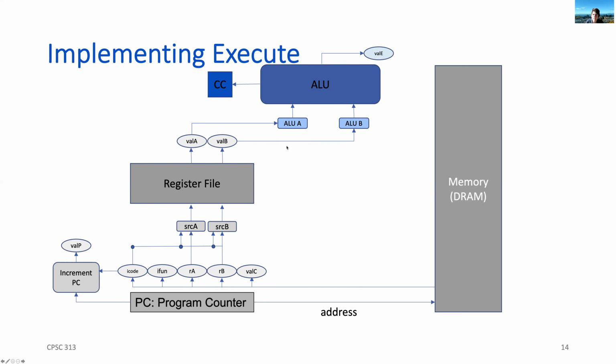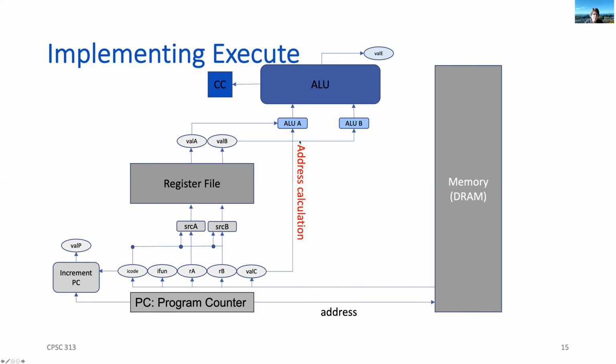Now I mentioned that we're going to need val C as well. When do we need val C? Well, recall how we do address calculation. Address calculation is always an addition. And in particular, it's an addition of the constant that's in the instruction, the 8-byte quad word, plus the contents of the register referred to as RB, which gets read into val B. So when we're doing address calculation, we're going to use the ALU during the execute stage to generate an address that we'll use in the memory stage to access memory.